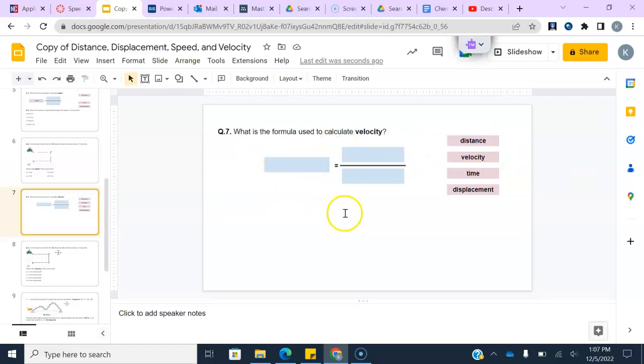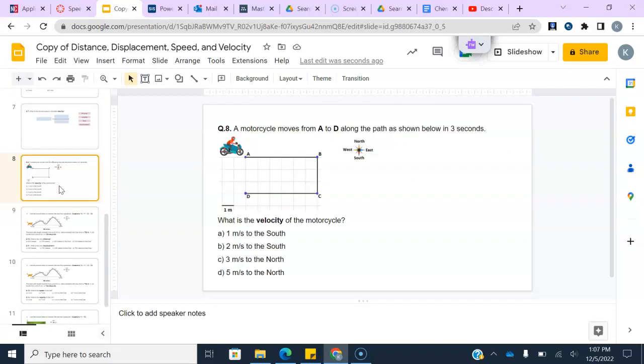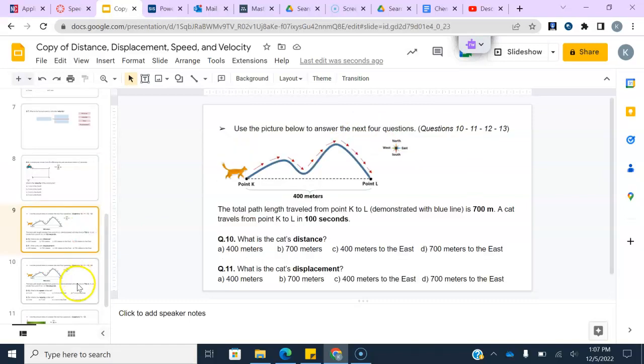Same thing, set up your formula that's in your notes. And then also, you want to pay attention when it's asking for velocity. Velocity is a vector quantity, so you're going to need the direction too. And there's a little compass on the slides to tell you the direction. So it's north, south, east, and west. Remember, left is west. And then these last few questions just bring it all together.